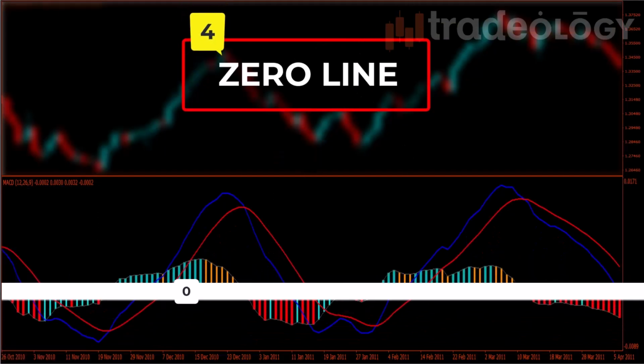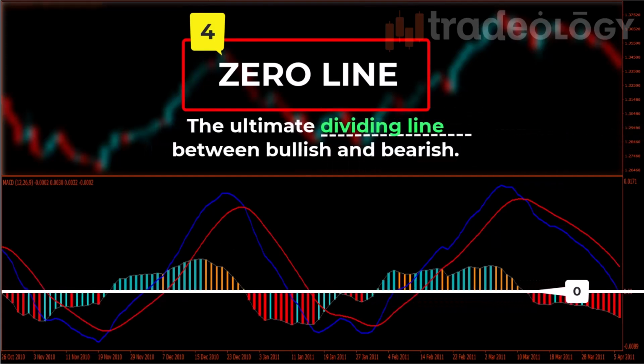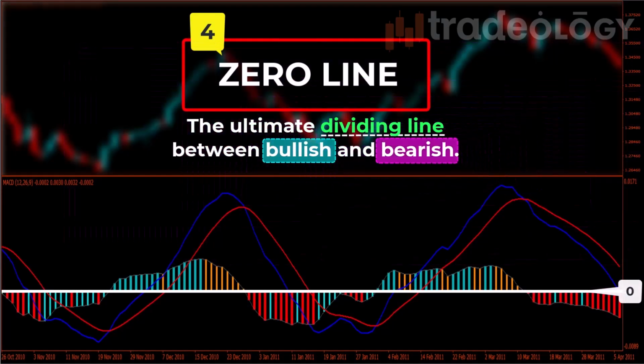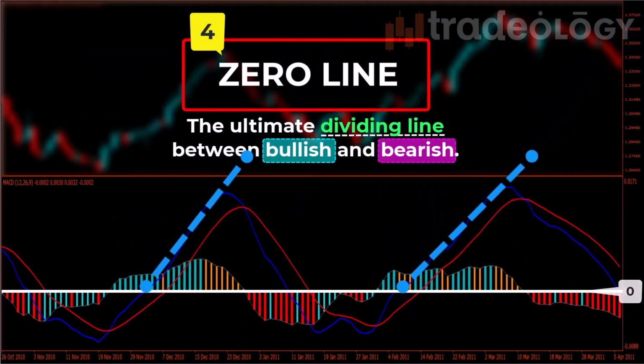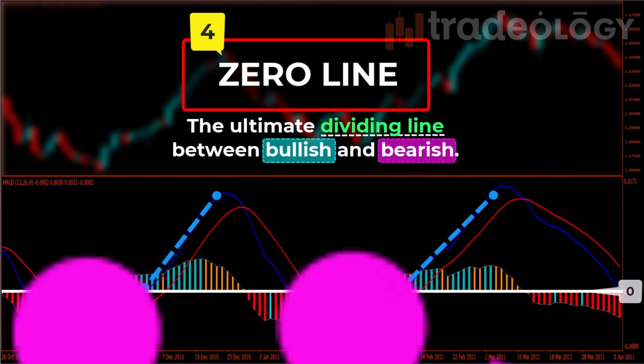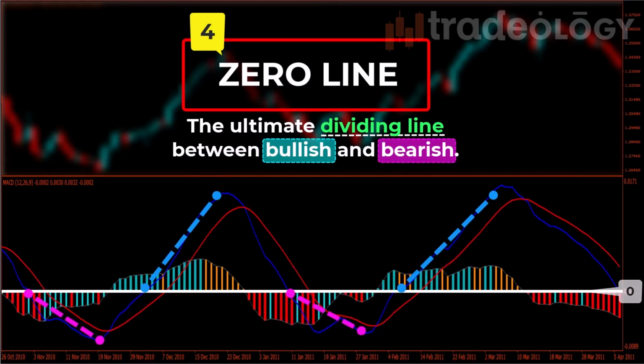Finally, we hit the zero line, the baseline of the MACD. This is the ultimate dividing line between bullish and bearish. When the MACD line is above, the bias leans up. When it's below, the bias leans down.